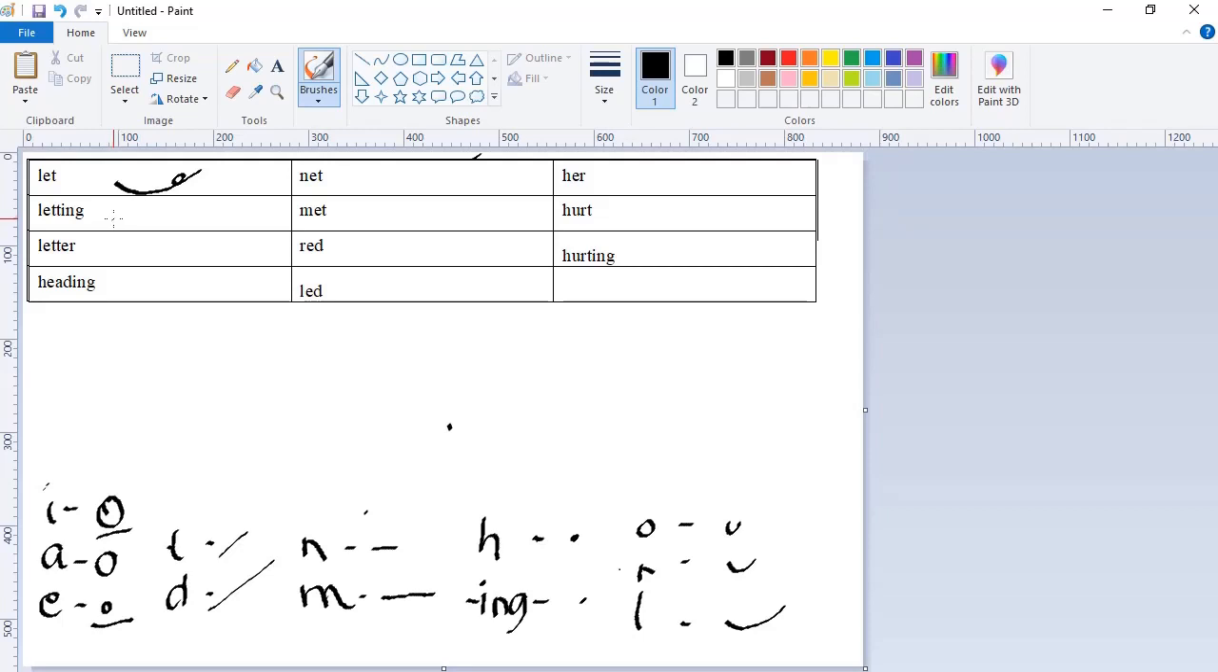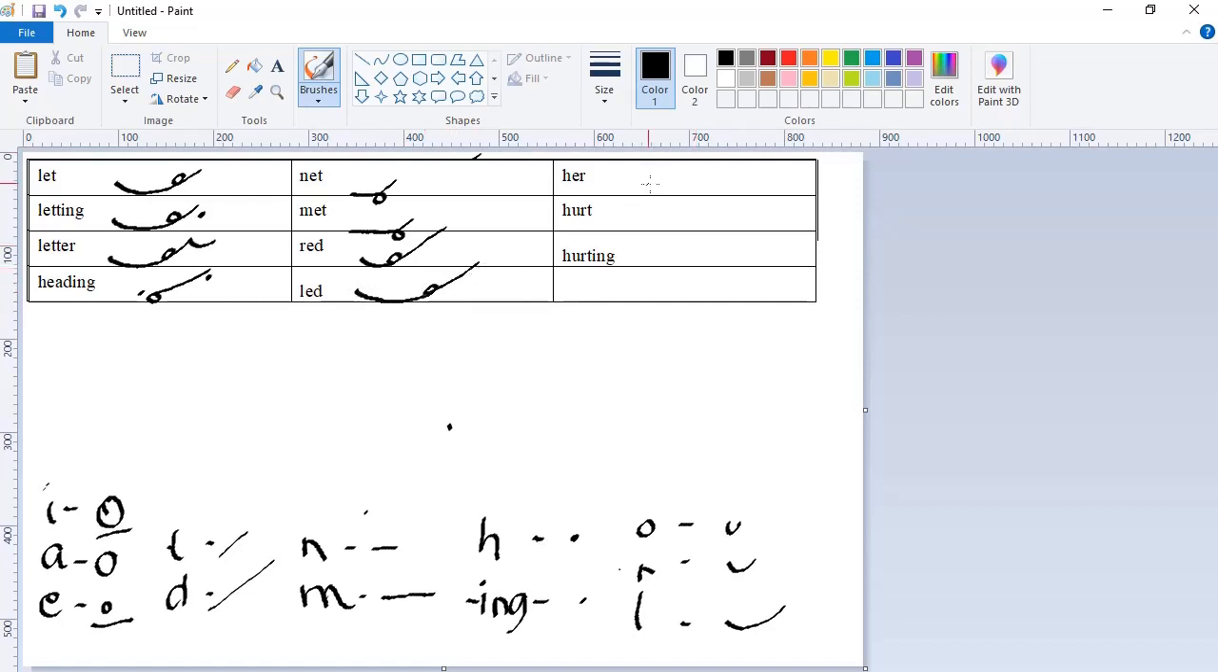Let. Letting, we have L, E, T, ing. Letter, we have L, E, T, R. Heading, we have E, D, H, and then your ing. Net, we have N, E, T. Net. Met, we have M, E, T. Met. Red, we have R, E, D. Red. Led, we have L, E, D.